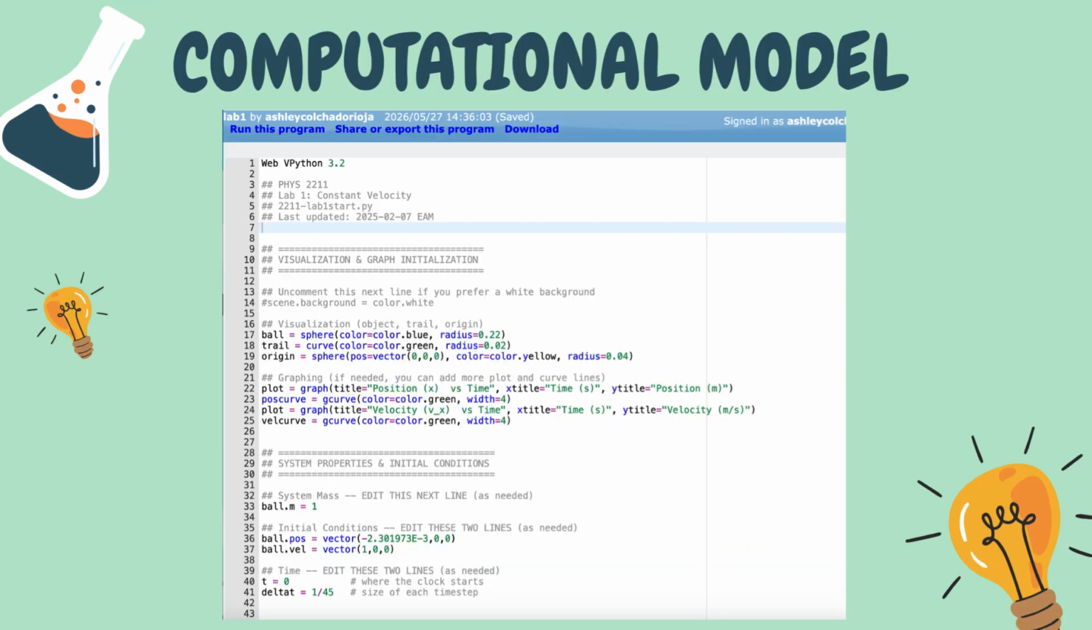This is the computational model that I used, and I just copied the code that was provided and I changed certain things to match my observations. I did not change the mass because the mass would not affect the calculations. I did change the initial conditions for the position and the velocity to match my observations. And then I also changed the delta t to 1 over 45 because this needed to match the number of frames that was in my video. So this was 1 over 45.